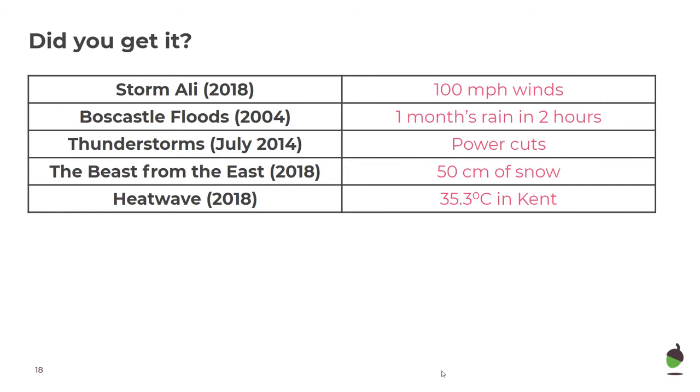So Storm Ali 2018, 100-mile-per-hour winds. Boscastle floods 2004, 1 month's rain in 2 hours. Thunderstorms July 2014, power cuts. The Beast from the East 2018, 50 centimetres of snow. And the heatwave 2018, 35.3 degrees Celsius in Kent. So please make sure that you've matched the correct event to the correct fact. How did you get on?